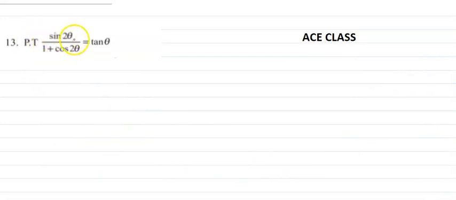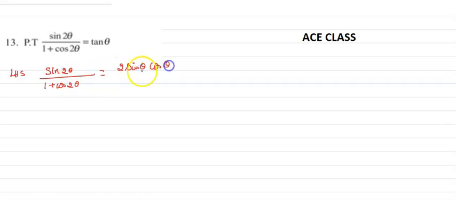Prove that sin 2 theta divided by 1 plus cos 2 theta equals tan theta. As I've already mentioned, the sin 2 theta formula. Consider LHS. So LHS is sin 2 theta by 1 plus cos 2 theta. The sin 2 theta formula is 2 sin theta cos theta. Now for cos 2 theta, there are three formulas. Among those, which one you need to use?